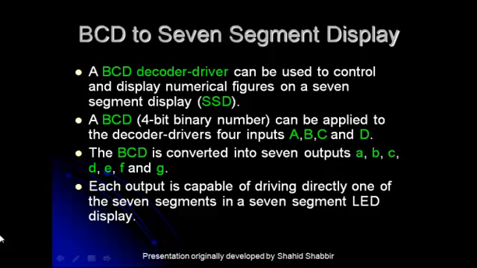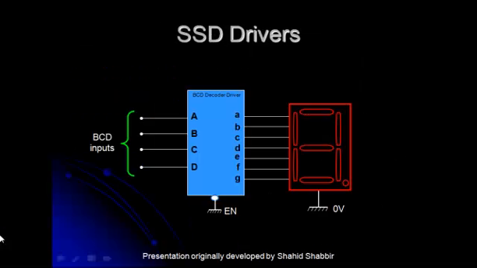So it does all that, and you don't have to physically connect each segment to a supply voltage if it's common cathode, or 0 if it's common anode. A BCD 4-bit binary number can be applied to the decoder driver inputs A, B, C, and D. So the BCD is converted into 7 segments A, B, C, D, E, F, and G. Each output is capable of driving directly one of the 7 segments in the 7-segment LED display.